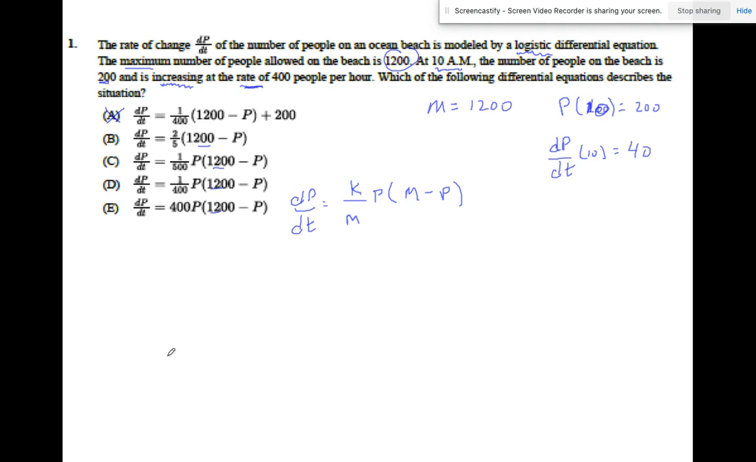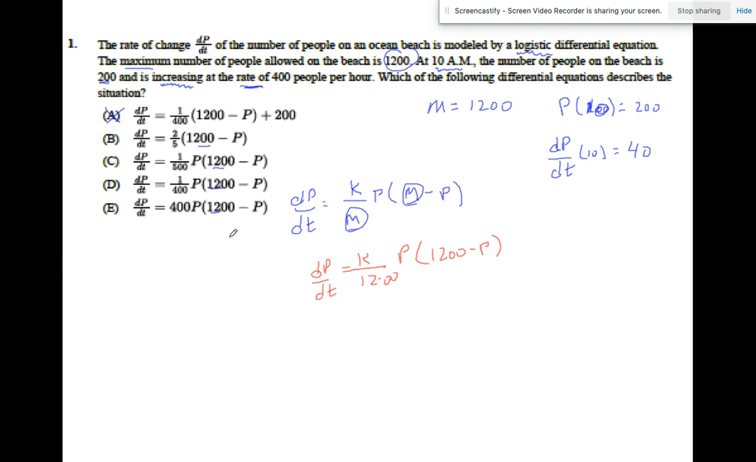Right? What can you fill into this? Well, right now I can fill in the M, right? So let's do that. K over what? 1200 P times 1200 minus P is equal to dP dt.